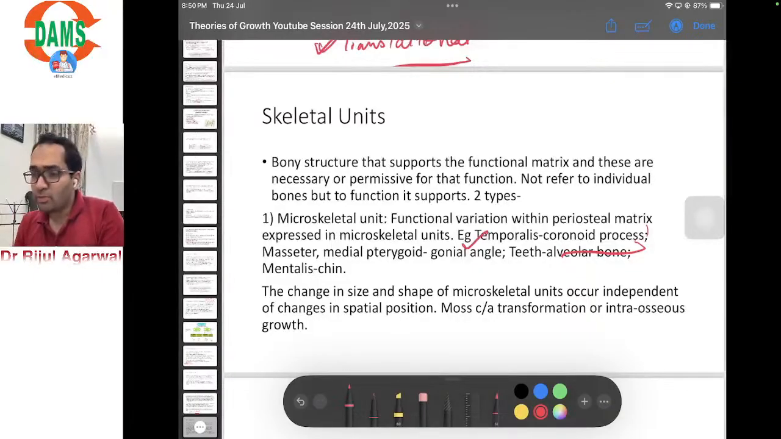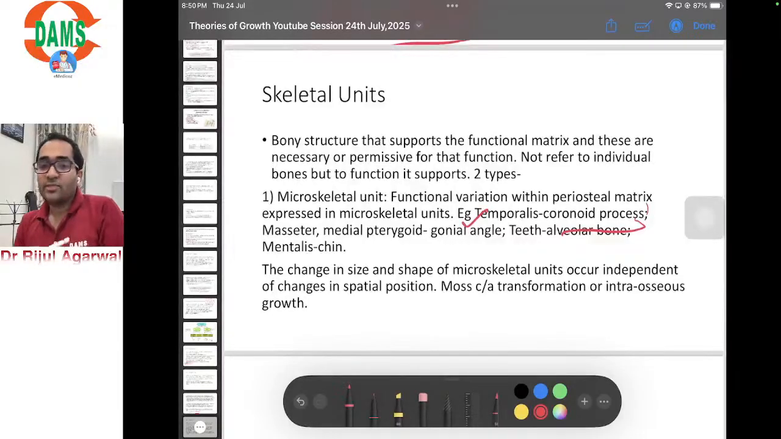Teeth present on the alveolar bone, I explained it just now. With long term extraction, the bone gets atrophied. Mentalis muscle attaches on the chin. With mentalis hyperactivity, the chin becomes prominent. With lack of or no activity, the chin recedes.